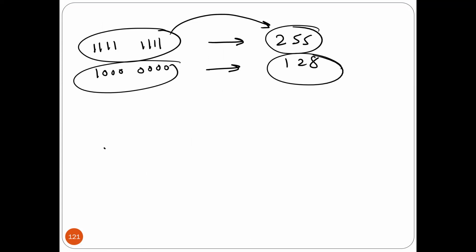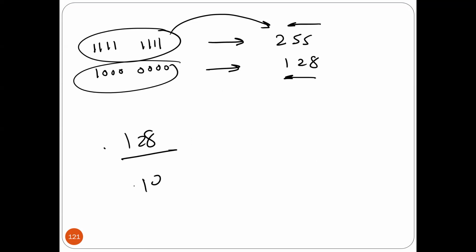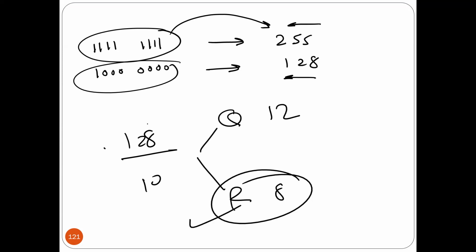The idea is very simple. All you have to do is divide by 10. Every time you divide by 10, you get one digit, from right to left. For example, if you divide 128 by 10, the quotient is 12. However, the remainder is 8. So I got 8. Now get the quotient again and divide it by 10 again.